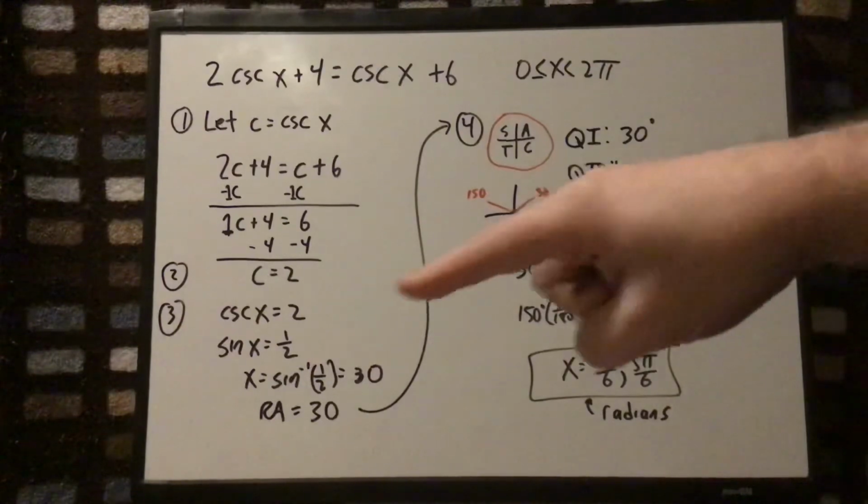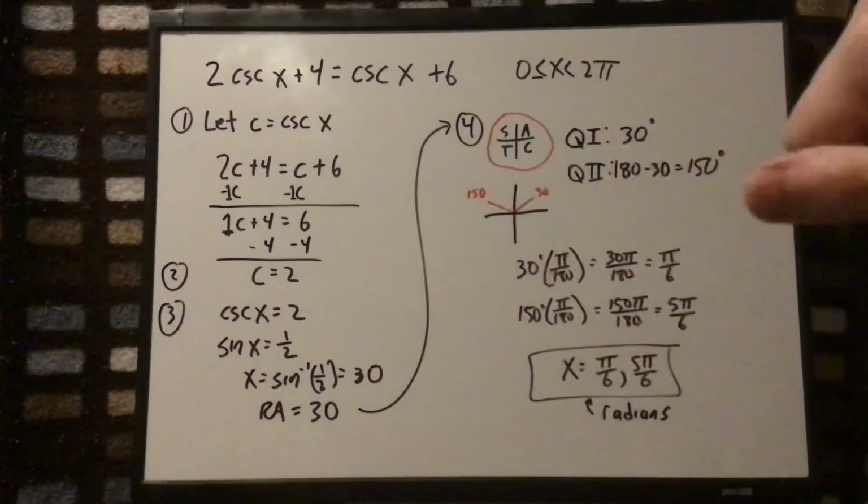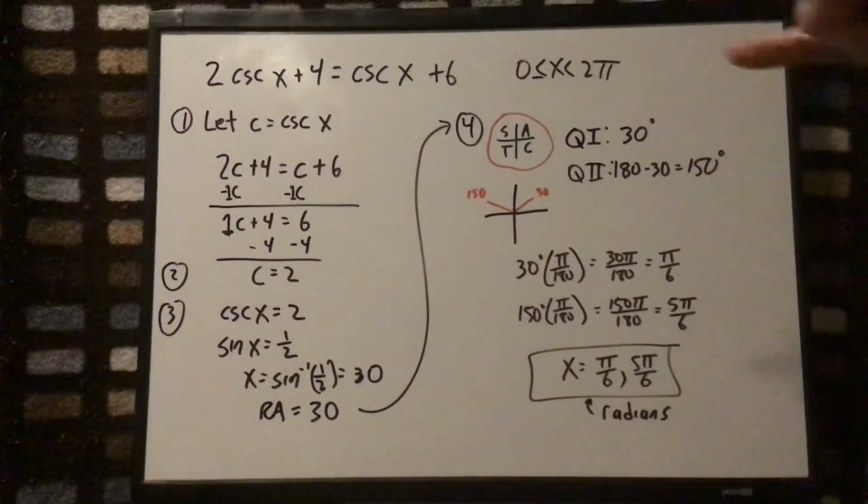Since sine was positive, I should get angles in quadrant 1 and quadrant 2 according to the stack. That's where sine's positive. So my quadrant 1 angle is 30. My quadrant 2 angle is 180 minus 30, or 150. If it were a degree problem, that would be done. My problem is it wants radians.